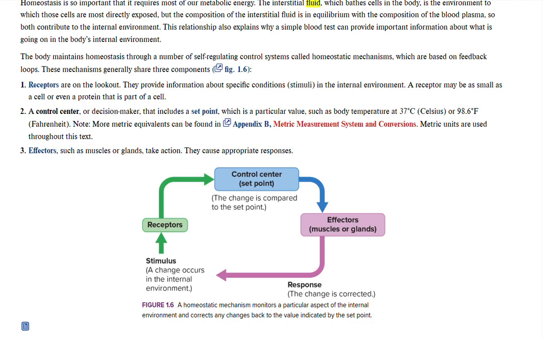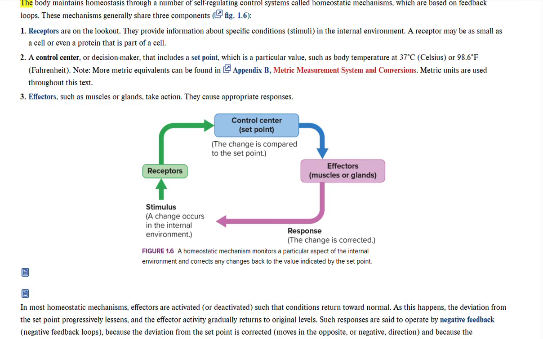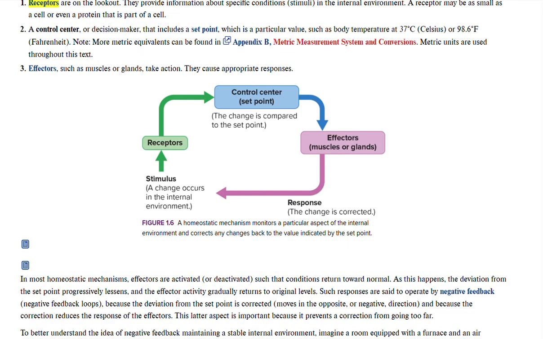The interstitial fluid, which bathes cells in the body, is the environment to which those cells are most directly exposed, but the composition of the interstitial fluid is in equilibrium with the composition of the blood plasma, so both contribute to the internal environment. This relationship also explains why a simple blood test can provide important information about what is going on in the body's internal environment. The body maintains homeostasis through a number of self-regulating control systems called homeostatic mechanisms, which are based on feedback loops. These mechanisms generally share three components, Figure 1.6.